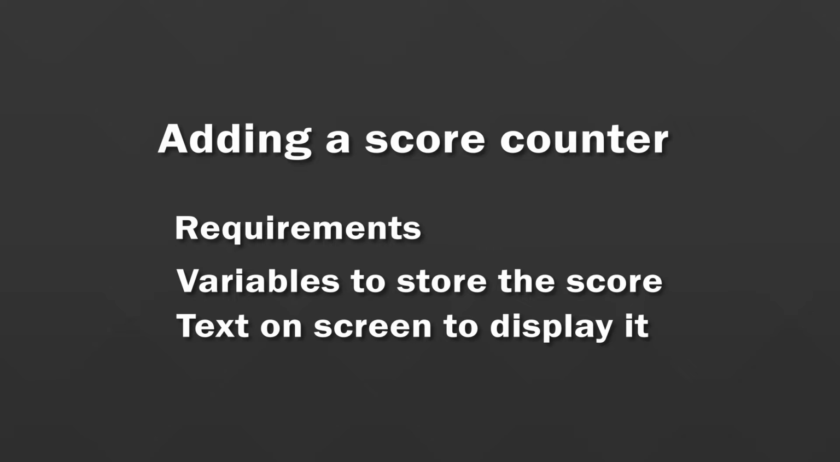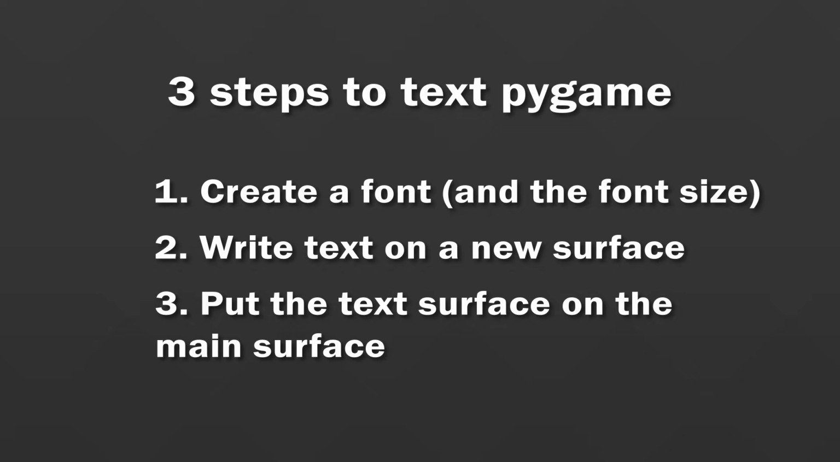So let's first talk about how to display text in Pygame in the first place. To get text in Pygame, you need three steps. The first one is to create the font itself and the font size. So all this is that you create a basic font and tell it how large it should be. But at this stage, you don't actually create any text. You just create a blueprint for the text itself. And only in the second step do you actually add text.